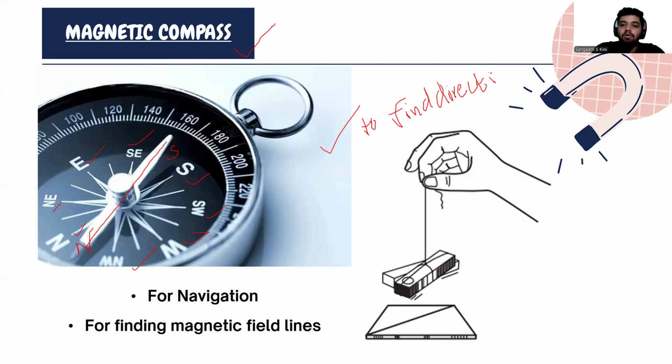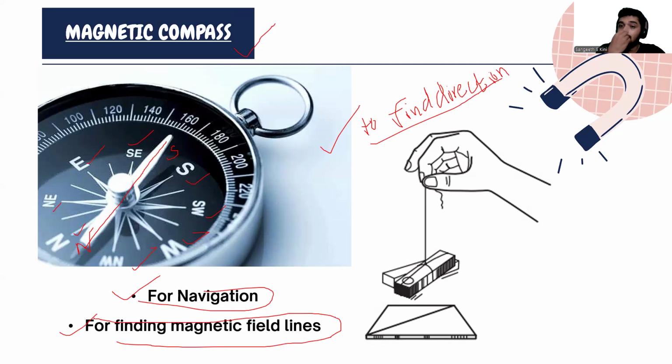This will be a 1 mark or 2 mark question in your question paper. So it is used to find the direction, or this answer is also correct: it is used for navigation. Also, we can use a magnetic compass for finding the magnetic field lines. What do you mean by magnetic field lines? These are imaginary lines around the magnet. So it can also be useful for magnetic field lines.